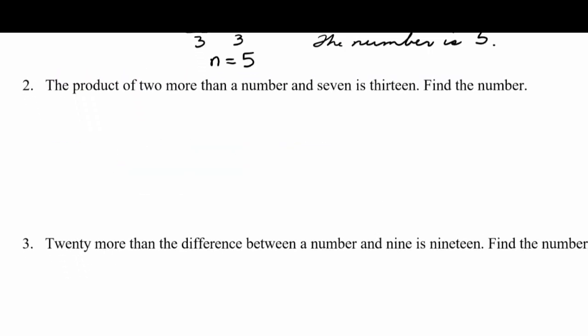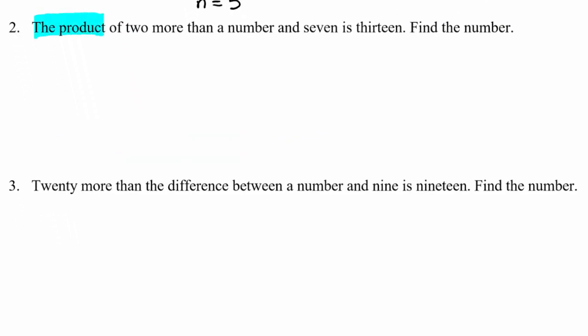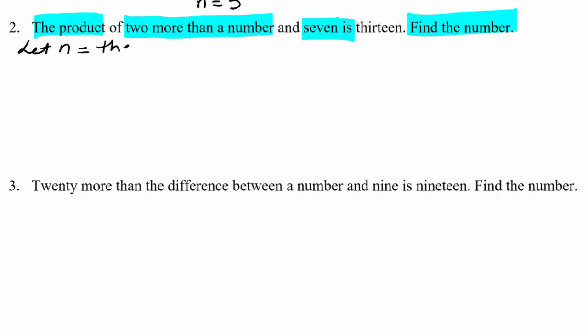So now it says the product, so that means multiplication, of 2 more than a number and 7 is 13. Find the number. Okay, so again, declaration statement. We're trying to find that number again, right? So again, let n equal the number. That's our declaration statement. It tells us what a variable is representing.